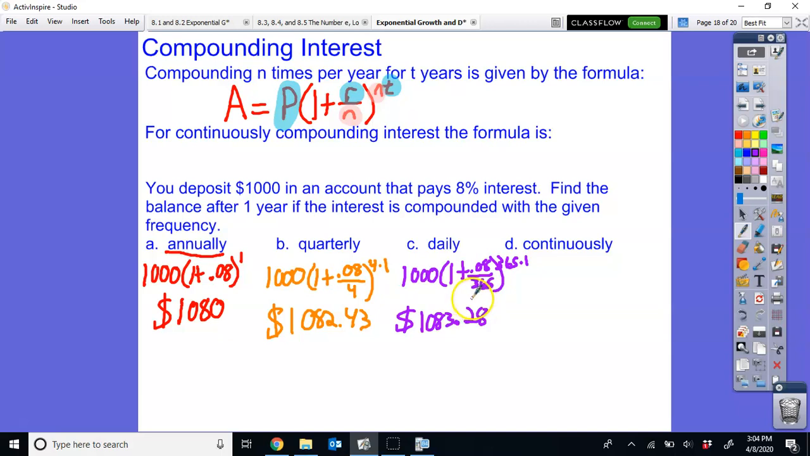The last one on here is continuously. Now, I know continuously looks crazy. You're thinking, what do you mean, adding interest all the time? Yeah, technically that's what that means, but it is a different formula. Now, to get the formula for continuously, usually I go through in class a little bit more detail of how it happens, but I'm not going to do that, I'll kind of simplify it here for you.